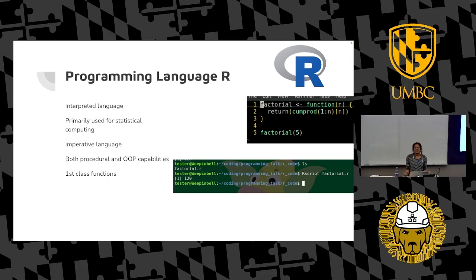And it has both procedural and object-oriented capabilities. I didn't know that. I didn't need to know that parts of R were object-oriented. And it also has first-class functions like Julia and Haskell.